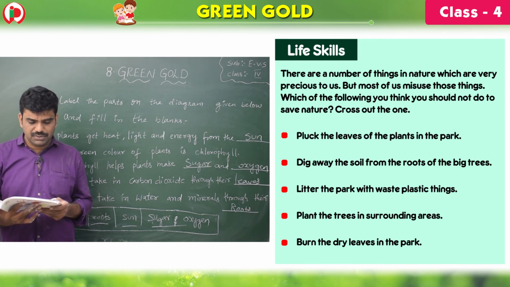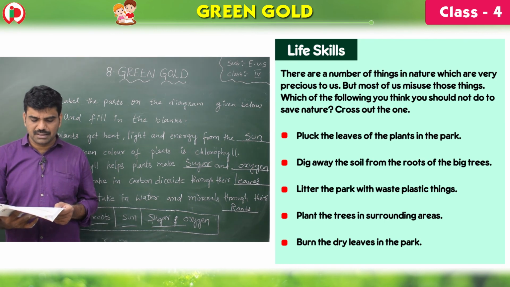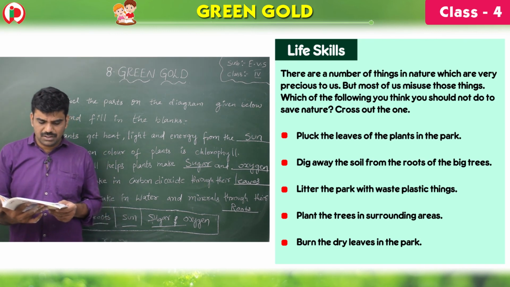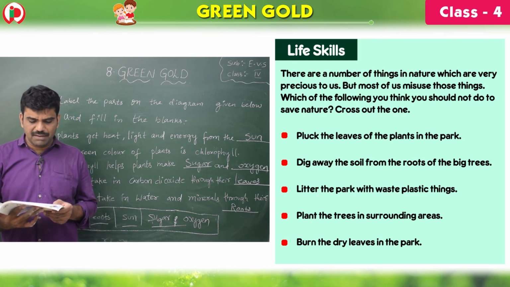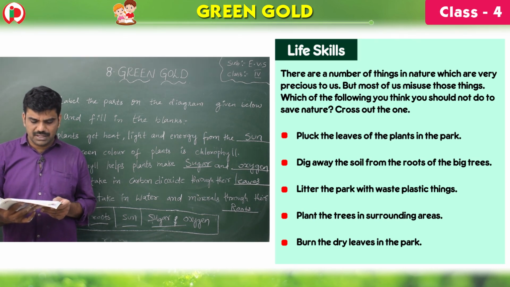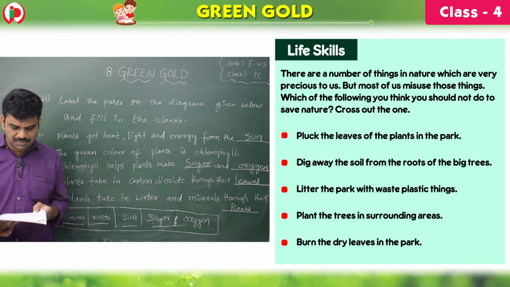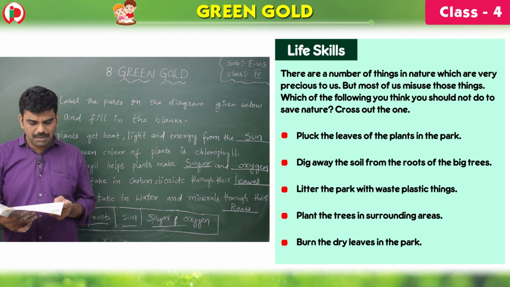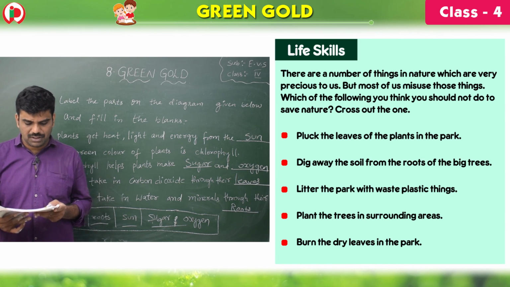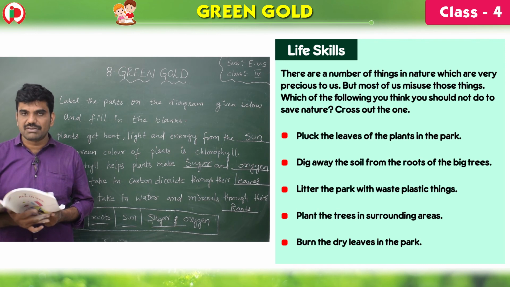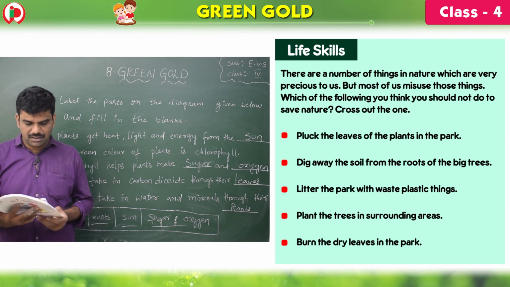Pluck the leaves of the plants in the park. Is that right one, children? Cross that. Dig away the soil from the roots of big trees. Is that right? Cross. Litter the park with waste plastic things. Cross that. Plant the trees in surrounding areas. You have to do. Don't cross that. Burn the dry leaves in the park. Is that right, children? Okay.